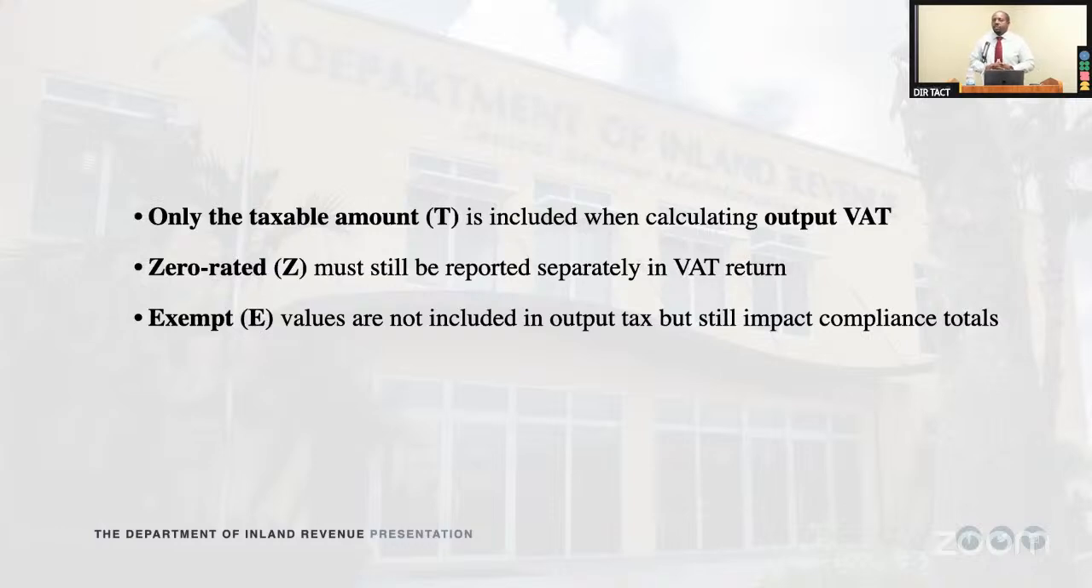0 rated doesn't mean you put 0 on the line. It means whatever items that you purchased was 0 rated, that's what you put on that particular line for the VAT filing. And only taxable amount. So when we go through the VAT filing process, we'll go through the different lines to see what items need to be put on which lines at the end of the day when you're doing your filing.